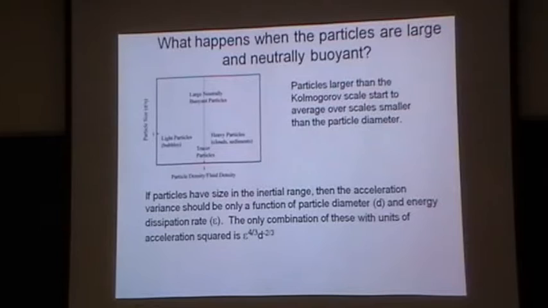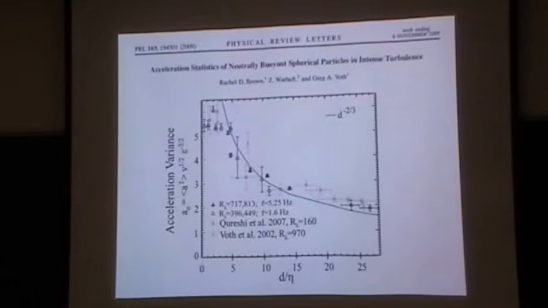Well, you can do a simple non-dimensional analysis. Just say that there is an acceleration. In this case, we'll look at the acceleration variance, because that's one of the most direct things to measure. And we want to say how that depends on the two parameters in the problem. If we're in the inertial range, we have a particle diameter and an energy dissipation rate, and the only combination of those that gives acceleration squared has this diameter to the minus 2/3 scaling. So we'll increase the particle diameter and see whether we get a Kolmogorov scaling in an inertial range for these large particles in turbulence.